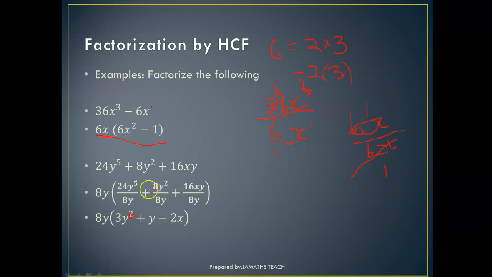And then 8y squared divided by 8y: 8 into 8, 1, and 2 minus 1 leaves y to the first power. Next one, 8 into 16, 2. y cancels y, which leaves 2x. So that gives us our answer: 8y open bracket 3y to the 4th plus y to the 1st plus 2x. Once you are able to do these divisions in your head, you don't actually have to do this step. You can move from here to the solution.